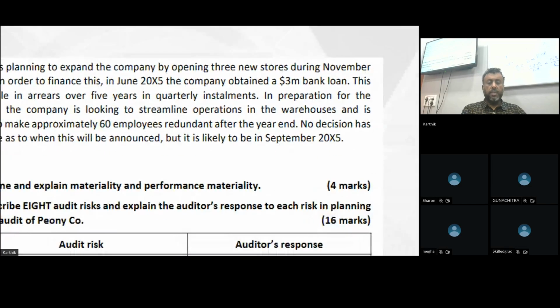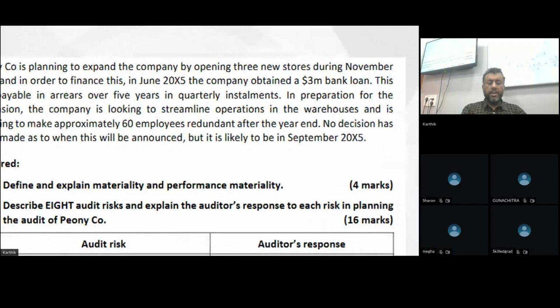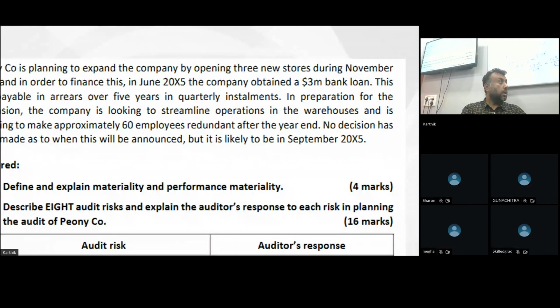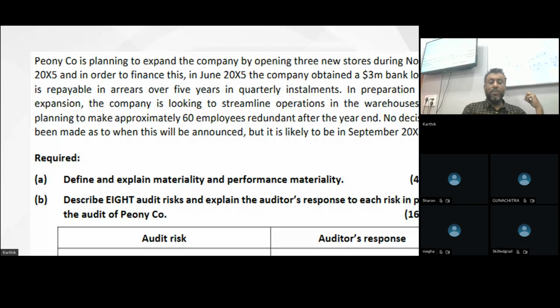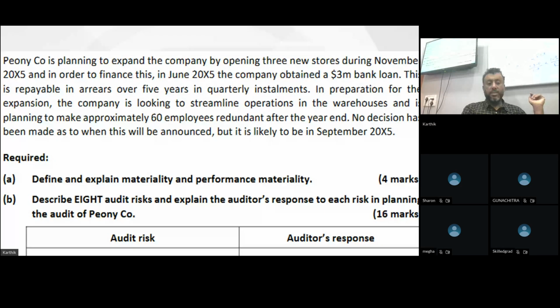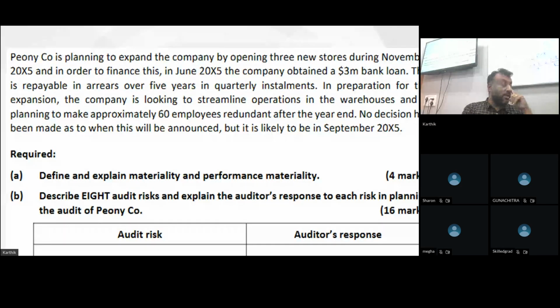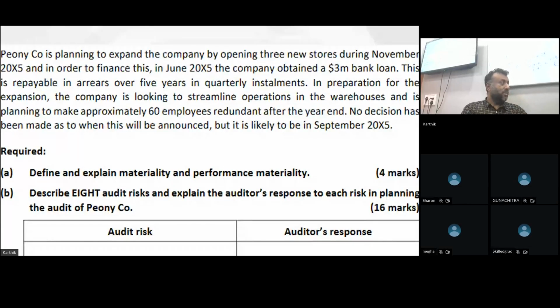It obtained a $3 million bank loan, repayable in arrears over 5 years in quarterly installments. In preparation, and planning to make approximately 60 employees redundant. No decision has been made as to when this will be announced, but it is likely to be in September 2005.